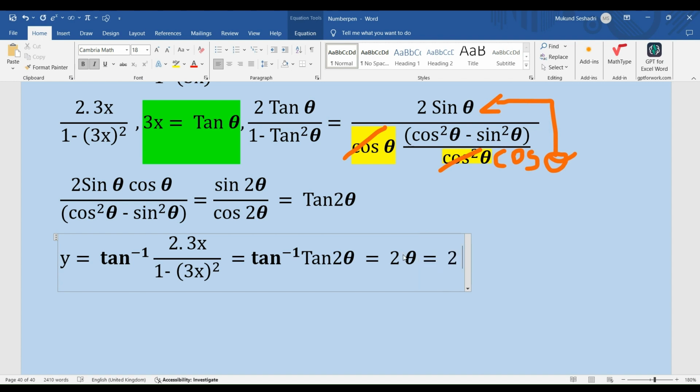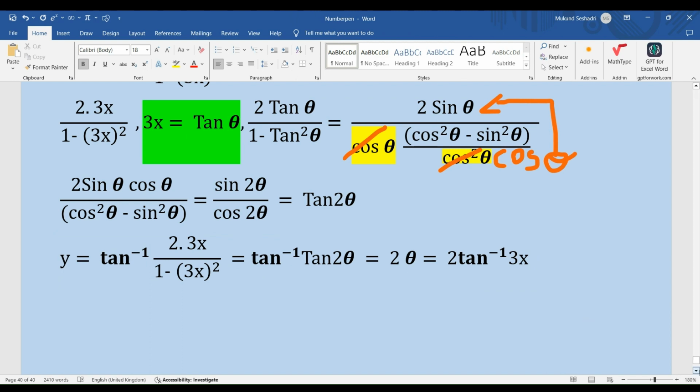So let's write that down. Why is that? Because my 3x equals tan theta. I'm drawing your attention to the green highlight here. And therefore, my y equals 2 times tan inverse of 3x, right? Now we have arrived at a very simple expression, right?